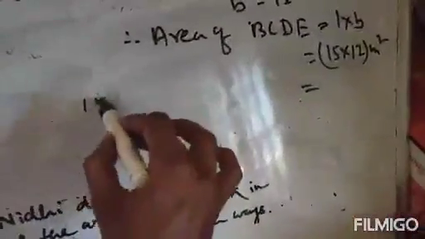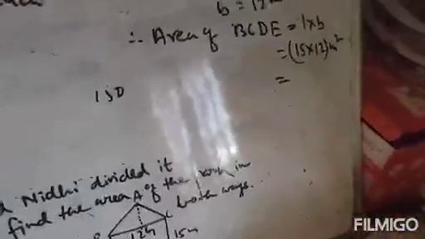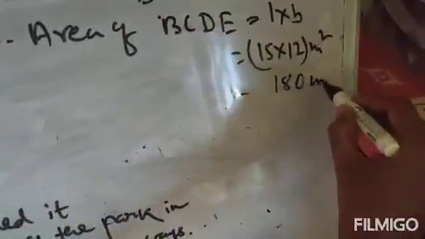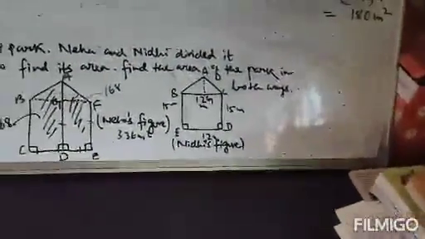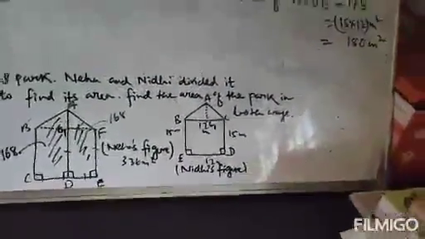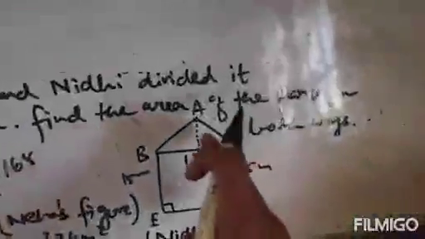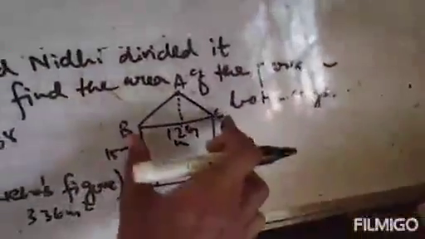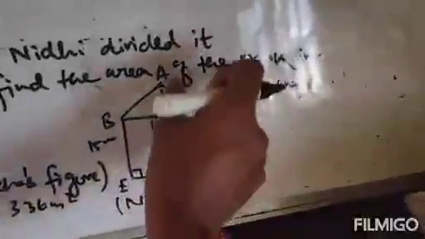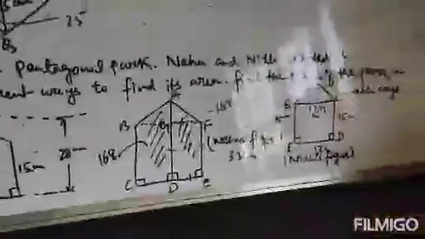So 15 into 10 is 150 and 15 into 2 is 30. So 150 plus 30, that is 180. So 15 into 12, that is 180 meter square will be the area of the BCDE part. Next, find out the area of the triangle. So triangle formula is 1 by 2 into base into height. So base is BC and height will be AG. So we have to find out the height AG.